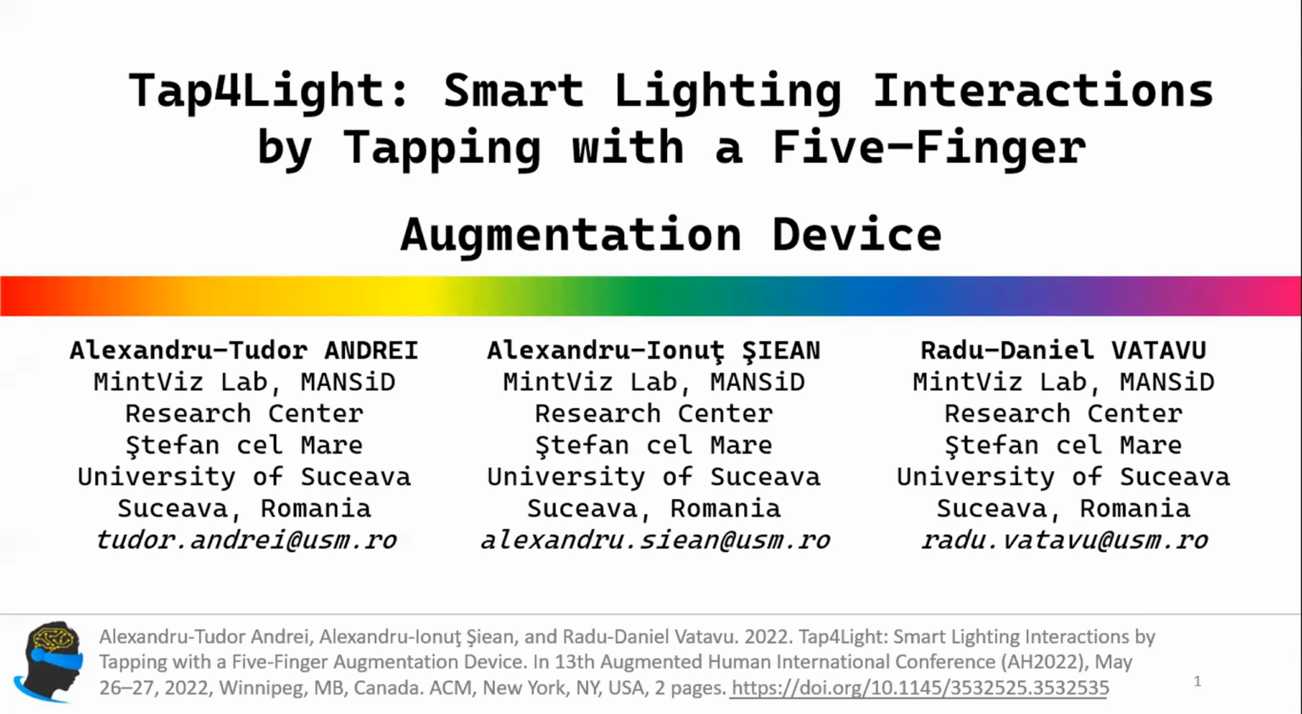Today I'm going to introduce you to Tap4Light, which is an interaction technique based on finger tap gestures designed to control smart lighting systems. We implemented Tap4Light in the form of a mobile software application that enables the users to interact with the smart lighting system from the same Wi-Fi network via tap gestures captured by a 5-finger augmentation device connected to the user's mobile phone.